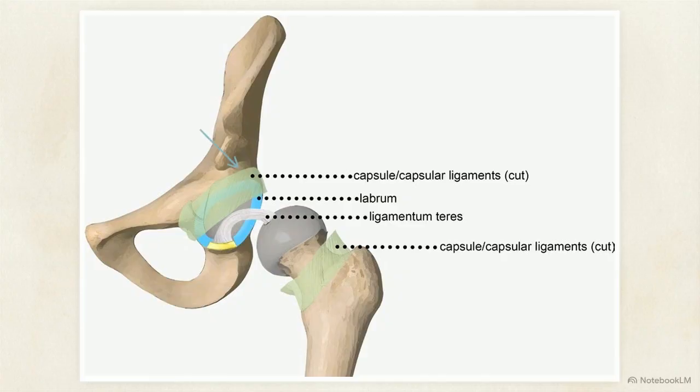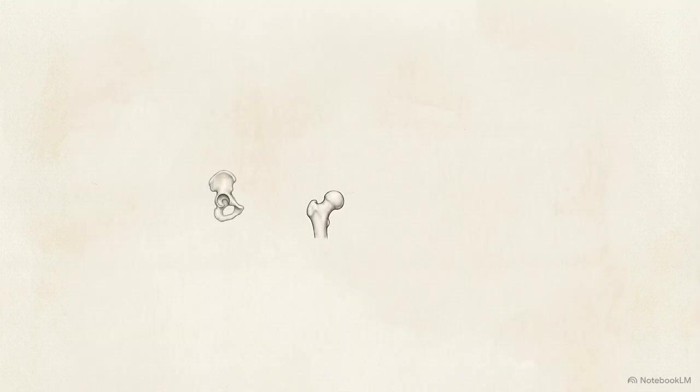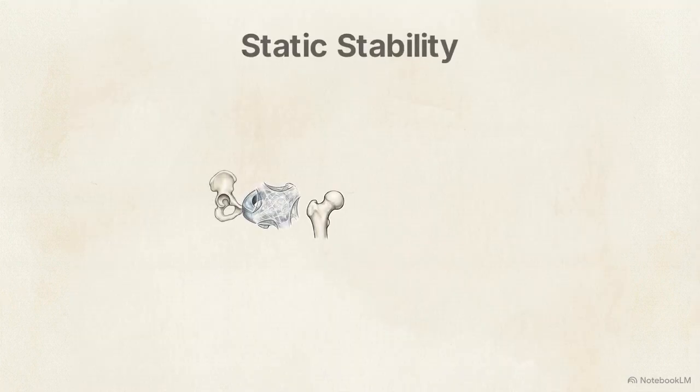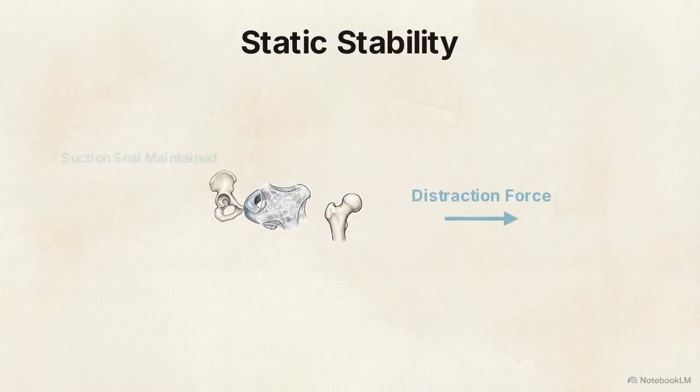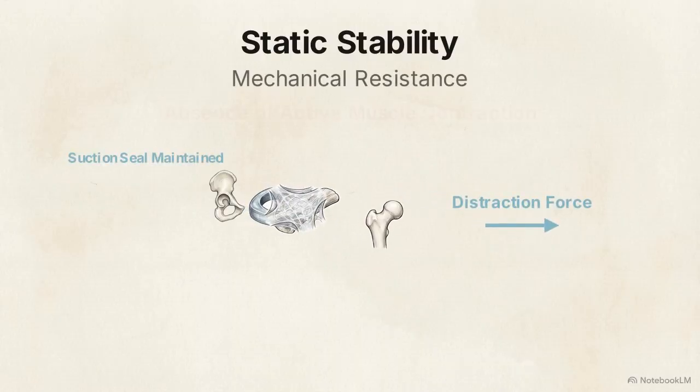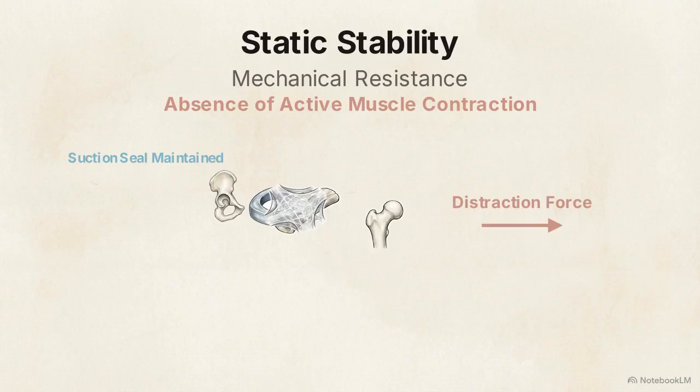Layered over it are the capsular ligaments, acting as primary stabilizers. Deep within lies the third structure, the Ligamentum teres, connecting directly to the fovea. Together, these three structures provide static stability. Static stability is the mechanical resistance offered by joint tissues in the absence of active muscular contraction.